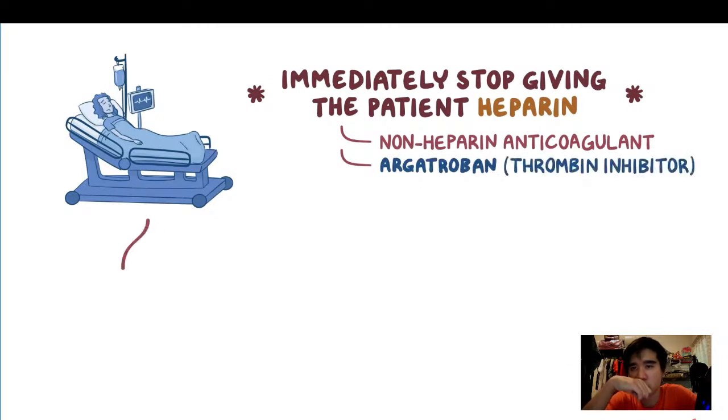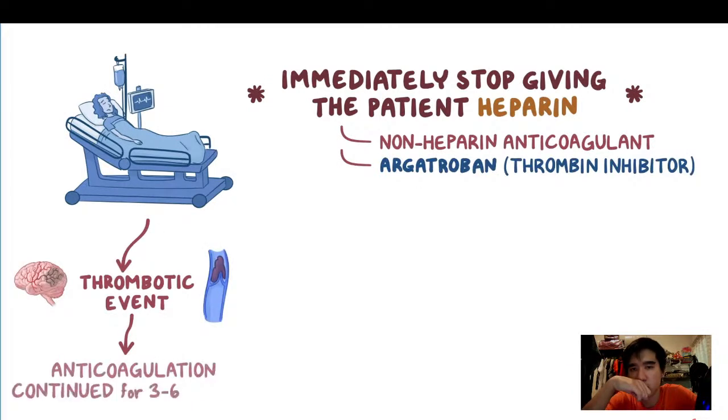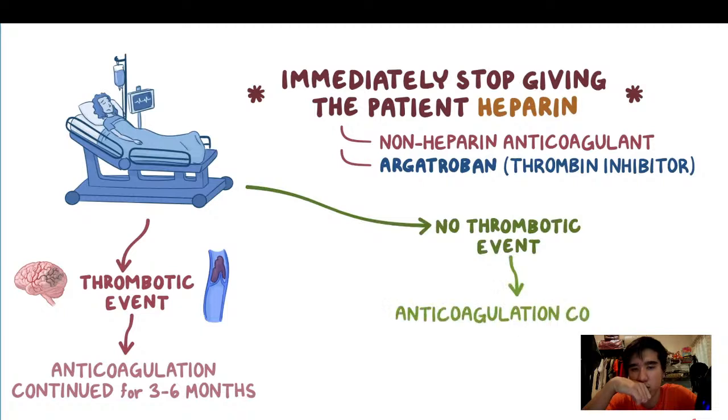If the patient has a thrombotic event, anticoagulation is continued for 3 to 6 months. If there was no thrombotic event, then anticoagulation continues until the platelet count normalizes.